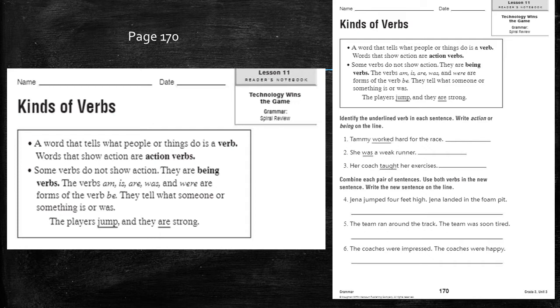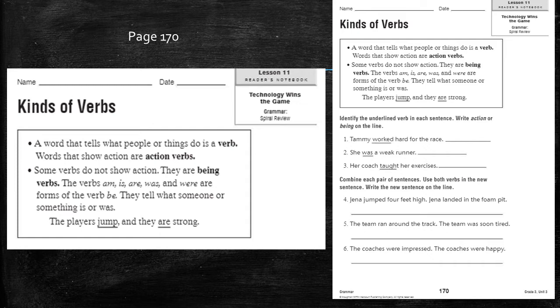Some verbs do not show action. They're being verbs. So there is another type of verb that's called a being verb. For example, the verbs am, is, are, was, and were are forms of the verb be. They tell what someone or something is or was. Don't worry, let's look at the sentence and you'll figure it out. The players jump. So the word jump is your action verb. And they are strong. So the word are here is your being verb, right? It tells about someone who is strong. Like, what are they? They're strong. So are here is your being verb.